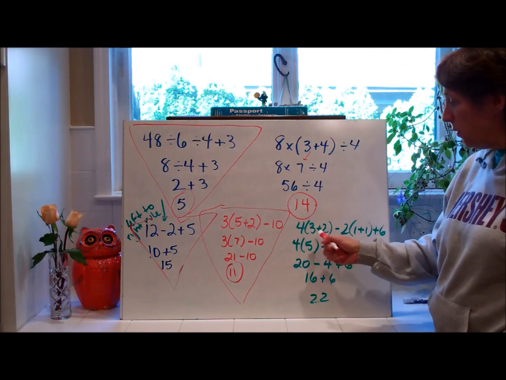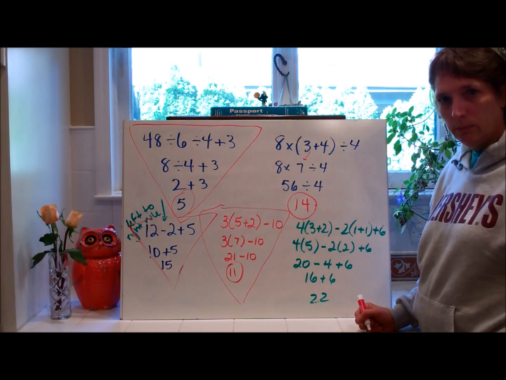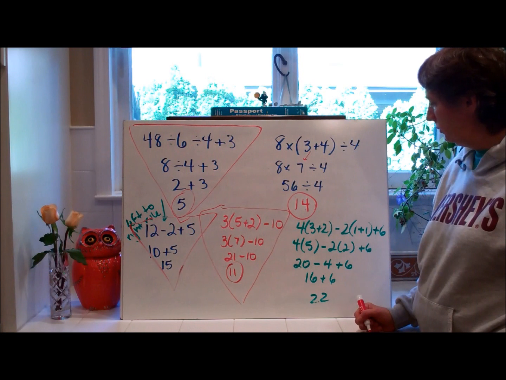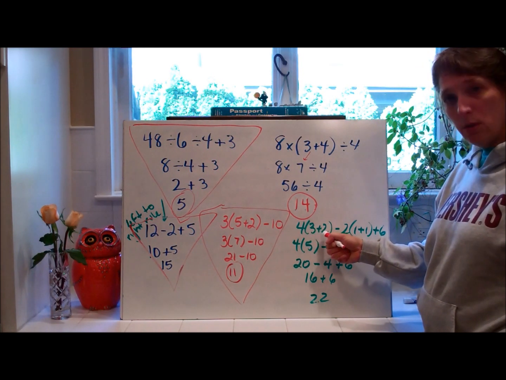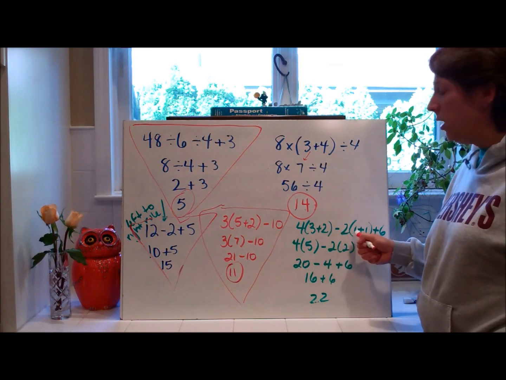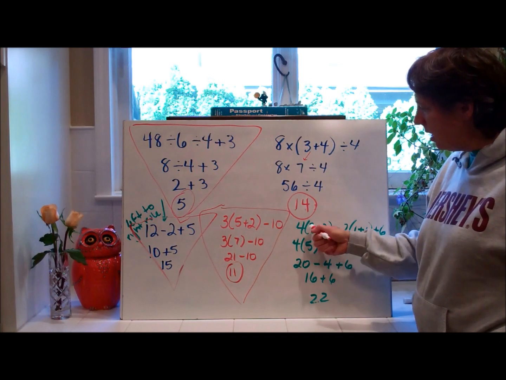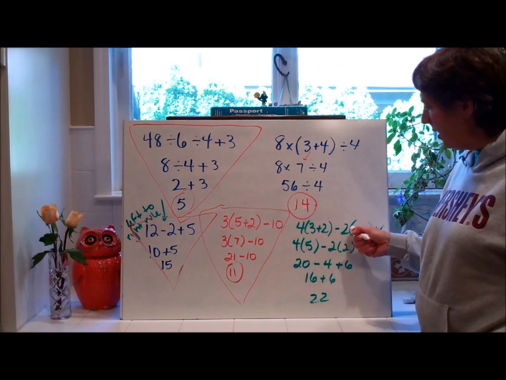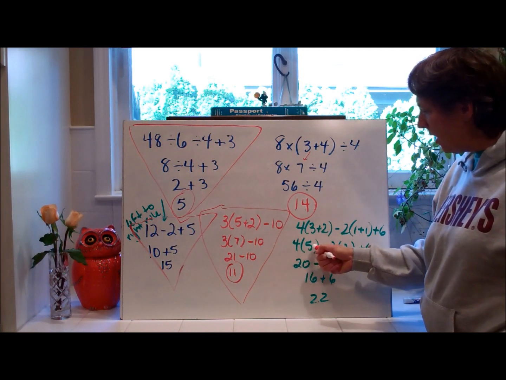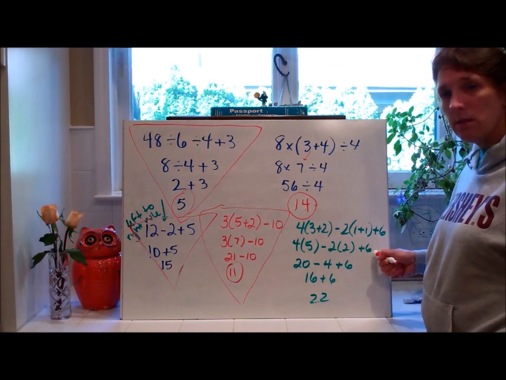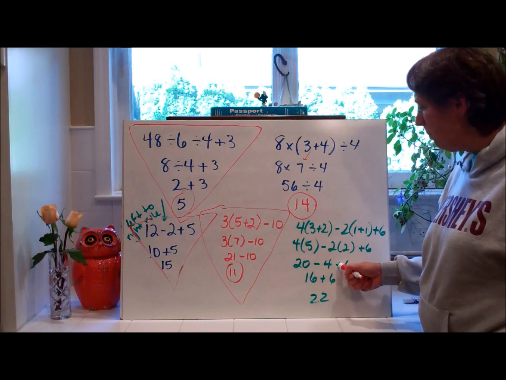Now let's see how you do this one. Read this one for me. Okay, 4 times the quantity of 3 plus 2, minus 2 times the quantity of 1 plus 1, plus 6. Inside the parentheses, 3 plus 2 is 5. Inside the parentheses, 1 plus 1 is 2. So I bring down 4 times 5, 2 times 2, plus 6. 4 times 5 is 20, minus 2 times 2 is 4, plus 6.